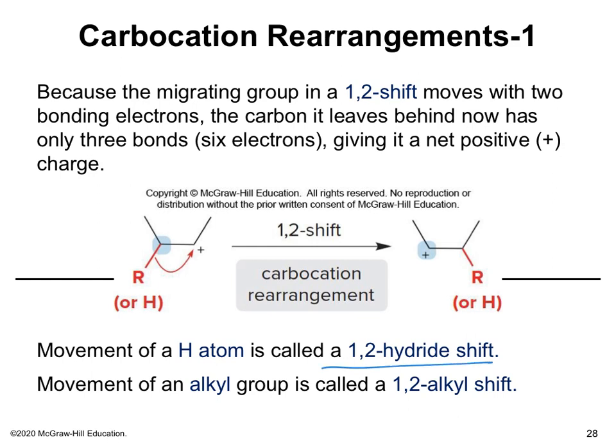This is showing you a 1,2 hydride shift. If this is an H, those electrons go with the hydrogen. An alkyl shift is like a methyl, and so the carbon will take its electrons, and what that does is it trades places, and it can only be next door.